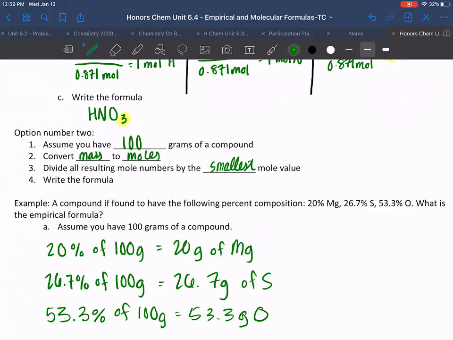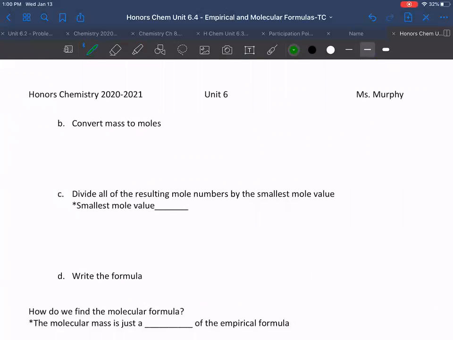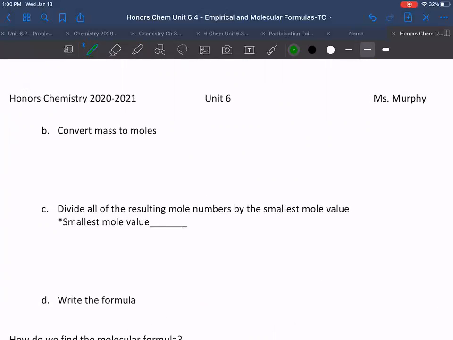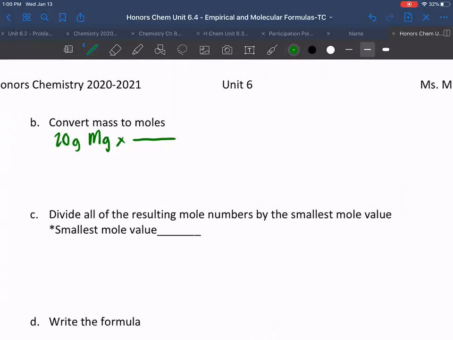So now we have our starting masses, and now we just have to convert from mass to moles. So sorry, you're gonna have to go on to the next page for this guy. All right, so we're starting with first magnesium. If we have 20 grams of magnesium, the same process of using molar mass, magnesium weighs 24.3 grams per mole, giving us 0.833 moles of magnesium.